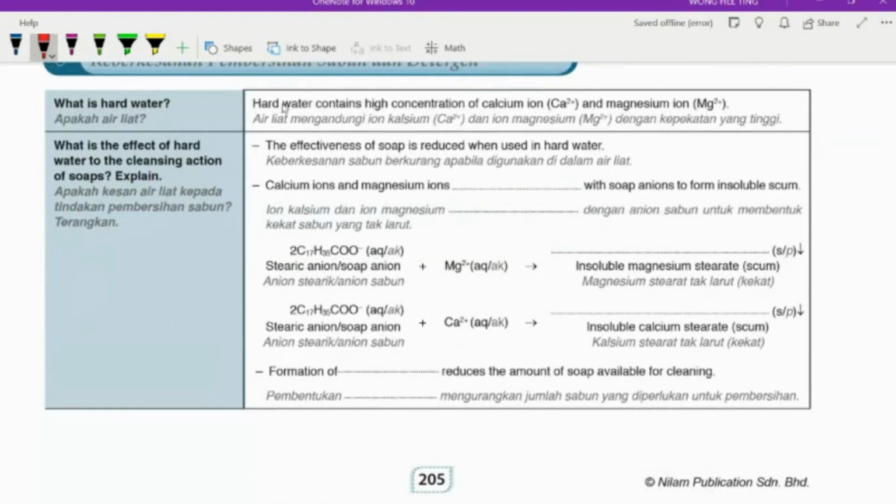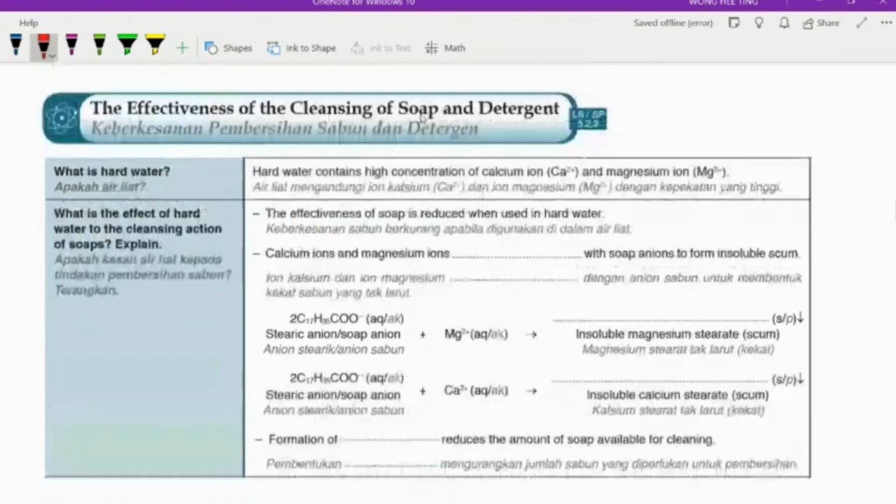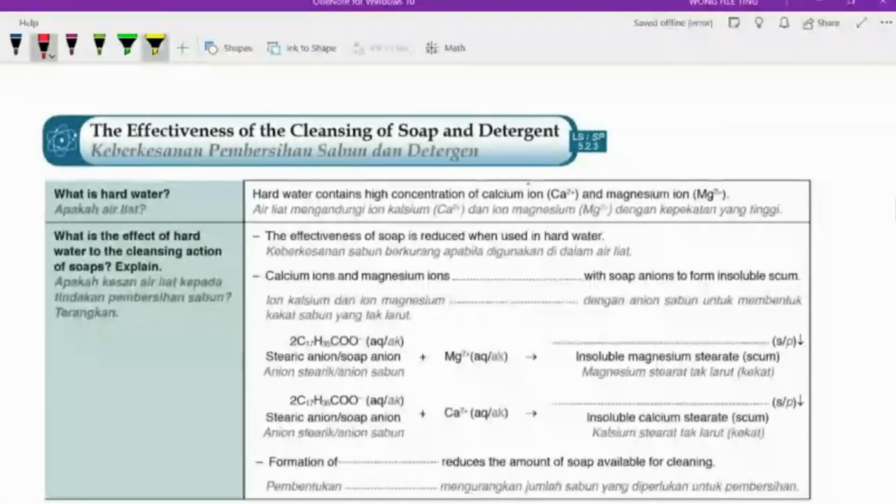So what is hard water? Hard water contains a high concentration of calcium and magnesium ions. Normally where you can see hard water, a very important example would be seawater. Seawater contains a lot of calcium and magnesium ions, so we can call it hard water. Then in the lab, can we get hard water? Yeah, very simple. To distilled water, you can add calcium ion or magnesium ion, and you get hard water.